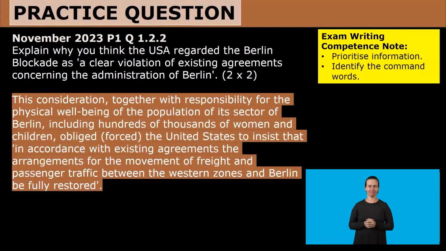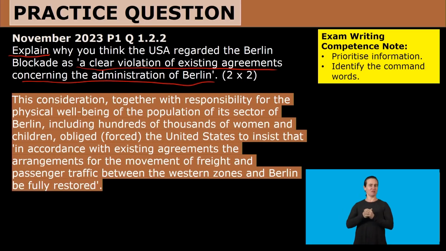I hope that has helped you understand how to apply your skills to answering exam questions and to help you succeed. Explain why you think the USA regarded the Berlin blockade as a clear violation of existing agreements concerning the administration of Berlin. Very, very important to identify the command words. So you can see there, the word is explain, and then the examiners have taken a quotation from the source as it is. Now you have to explain why you think the United States regarded the Berlin blockade as that.